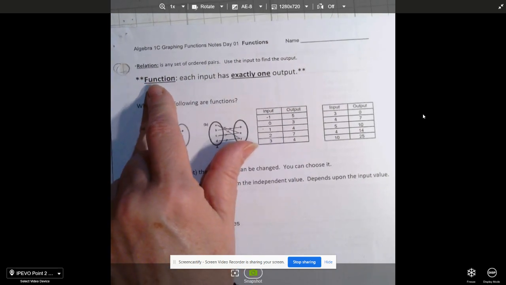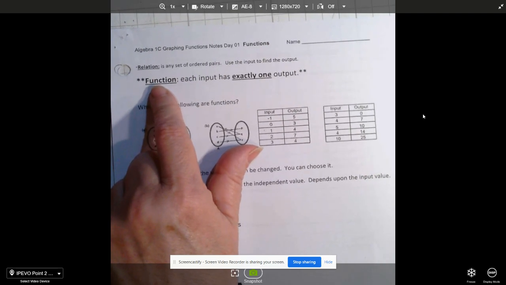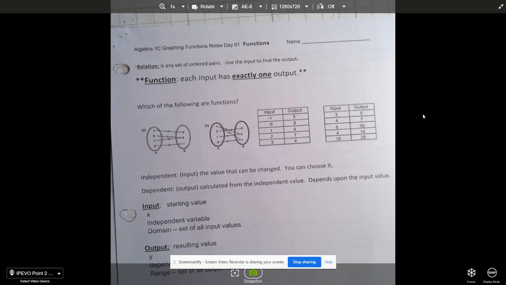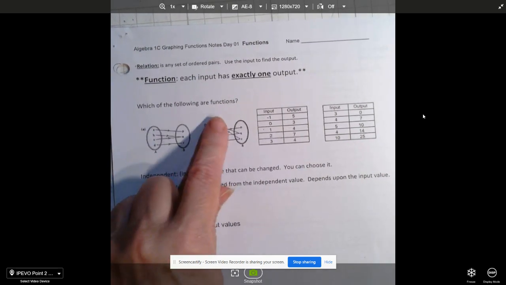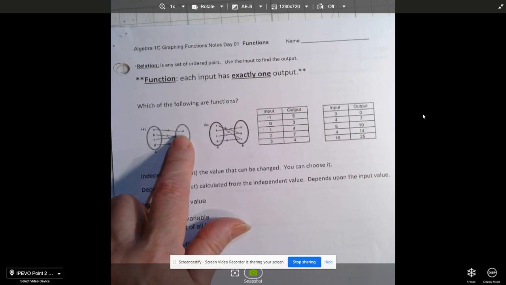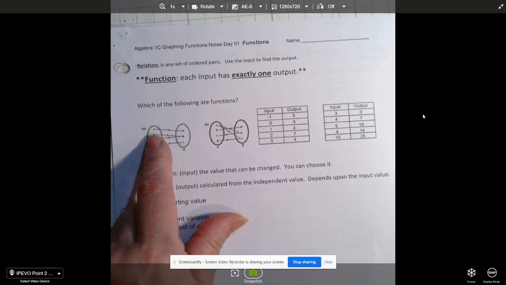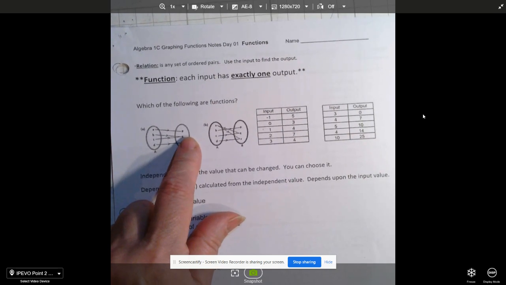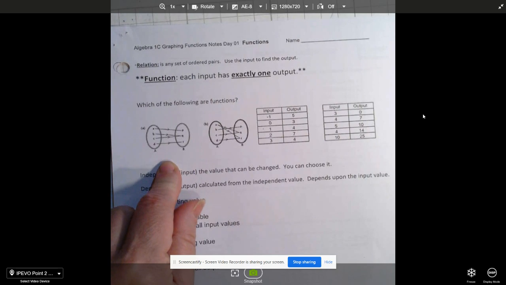So you couldn't have like x equals 2 or 3. That would not be a function because x would have two outputs. So what are the following functions? So here, if you look at this one, well, this A only has one output. This B has only one output. This C has only one output. It's the same as B, but it still only has one. And D has only one output. So yes, this is a function.